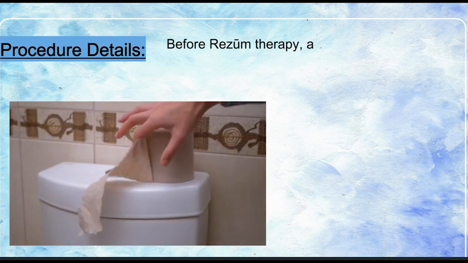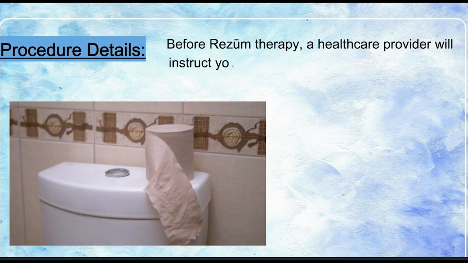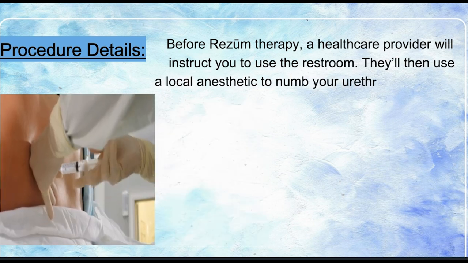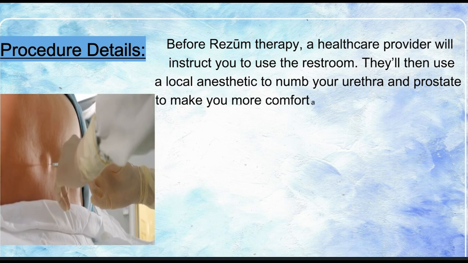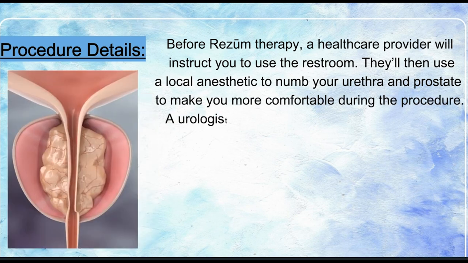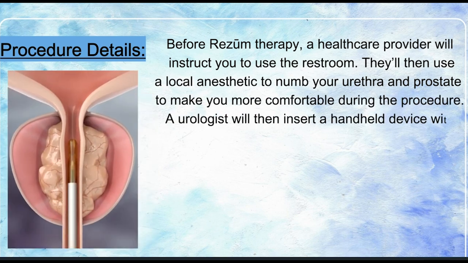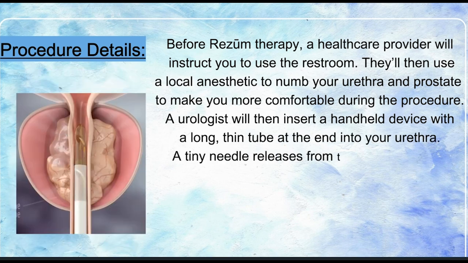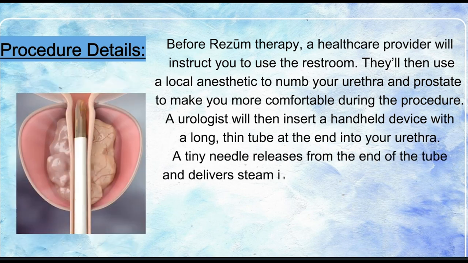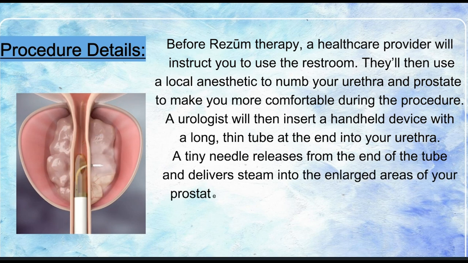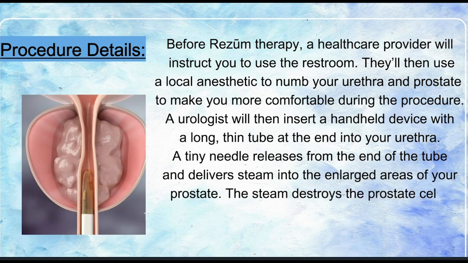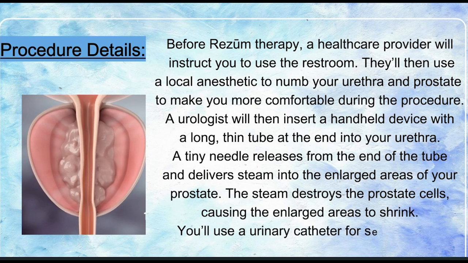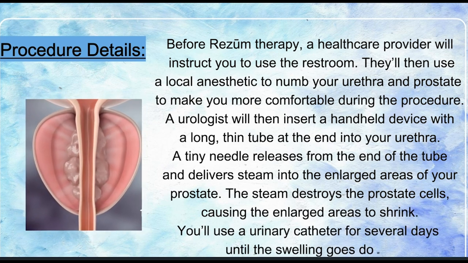Before Rezūm Therapy, a healthcare provider will instruct you to use the restroom. They'll then use a local anesthetic to numb your urethra and prostate to make you more comfortable during the procedure. A urologist will then insert a handheld device with a long, thin tube at the end into your urethra. A tiny needle releases from the end of the tube and delivers steam into the enlarged areas of your prostate. The steam destroys the prostate cells, causing the enlarged areas to shrink. You'll use a urinary catheter for several days until the swelling goes down.